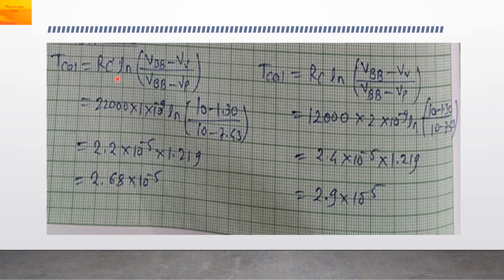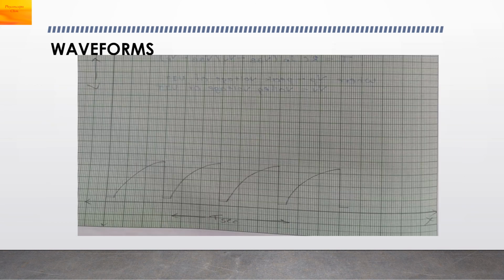These are the calculations for a particular VBB. We note down VP and VB and substitute them in this formula and we get the calculated time period. These are the waveforms of which we are finding the time period.